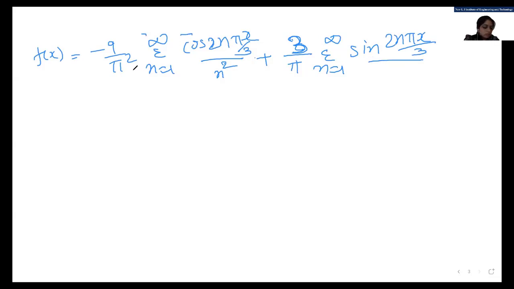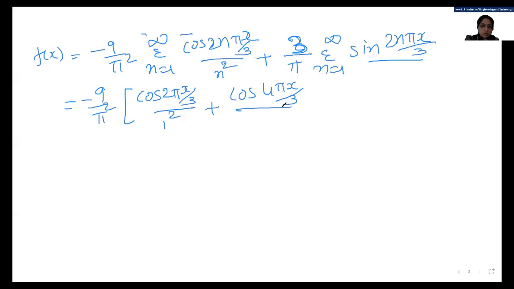So this is your Fourier expansion. Now if I substitute n equal to 1, 2, 3, then I have minus 9 upon pi square. If I put here n is equal to 1, then I have cos 2 pi x by 3 upon 1 square. For 2, cos 4 pi x by 3 upon 2 square. So cos 2 pi x by 3 upon 1 square, cos 4 pi x by 3 upon 2 square, right? Cos 6 pi x by 3 upon 3 square, and so on.